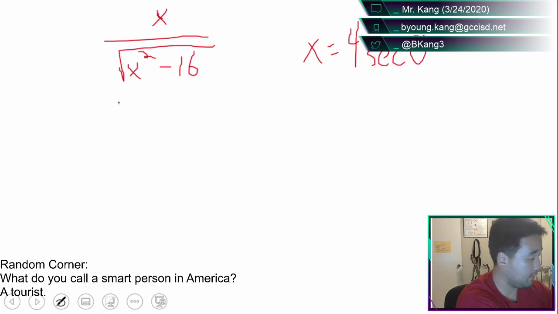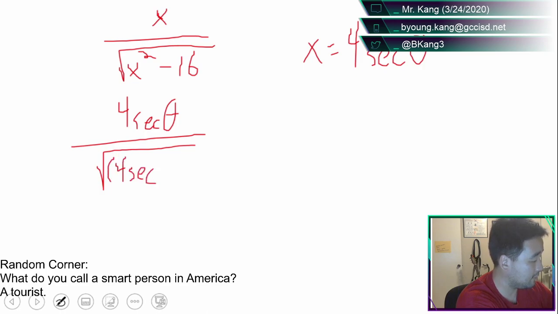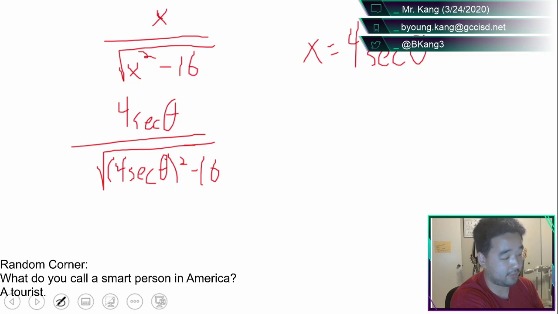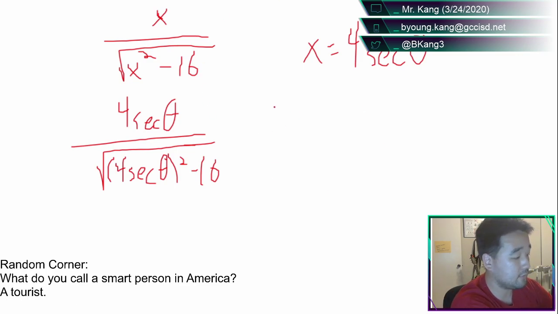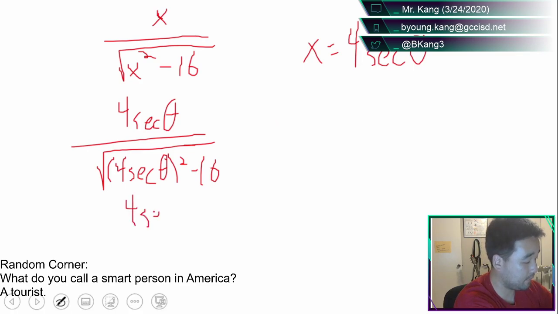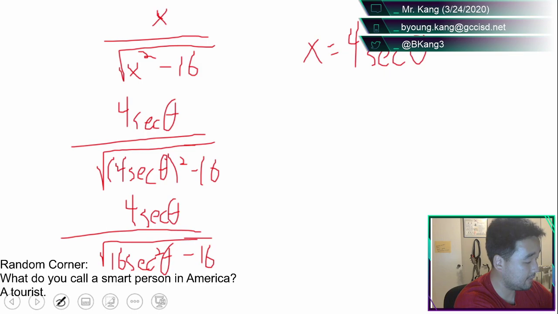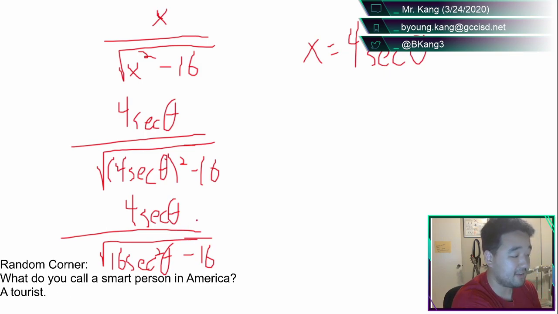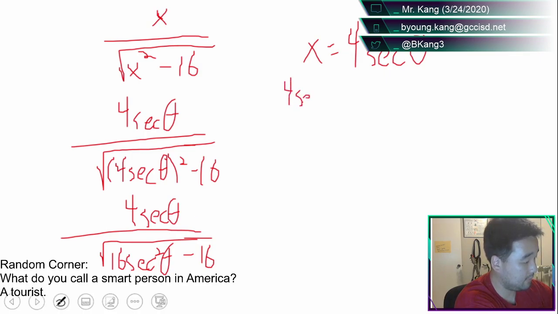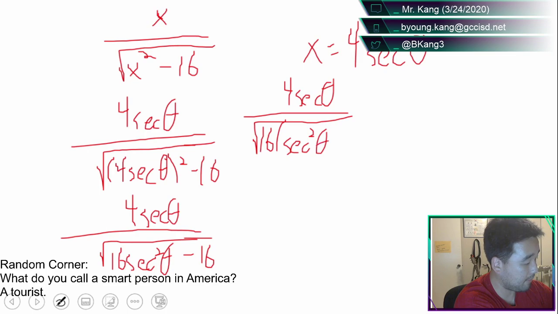All right, so let's write some work here. We've got 4 secant over the square root of 4 secant squared minus 16. This is going to be very similar to the one we did earlier, except we've got things on the top and bottom this time, because the parentheses around 4 secant will square the 4 and the secant. So my next line of work on the bottom is square root of 16 secant squared minus 16. The 16s are going to factor away, so you're left with secant squared minus 1.